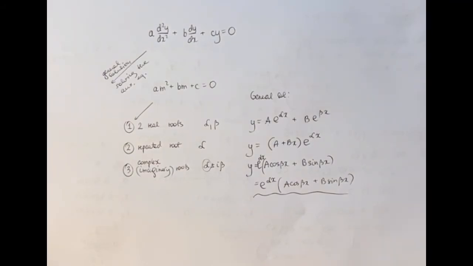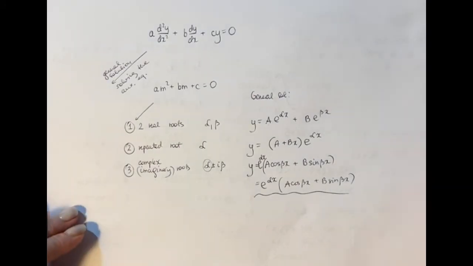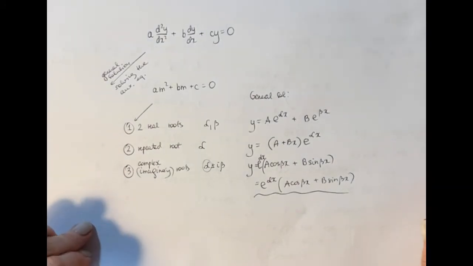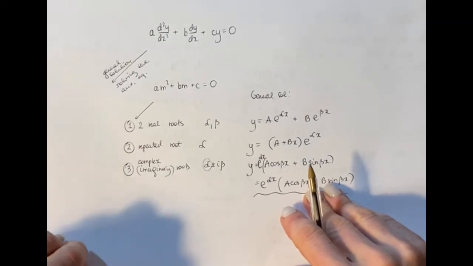So these three different situations are the only ones that can happen when you've got homogeneous equations of order 2, and you just need to memorize what happens when. So let's have a look at the next example.